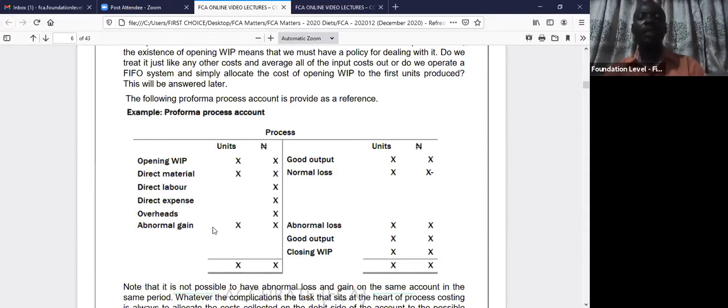In the right-hand side, the first thing we have is good output. If there are good outputs, put it there. Then if there is a normal loss, we put it there, okay? And the normal loss has a negative sign, so to speak. Anyway, forget about that. We have the abnormal loss. Now that is an extra loss outside the normal loss. Mind you, whenever you have abnormal loss, you cannot have abnormal gain. So anywhere you have abnormal gain, you cannot have abnormal loss. So the two can never be in the same question.